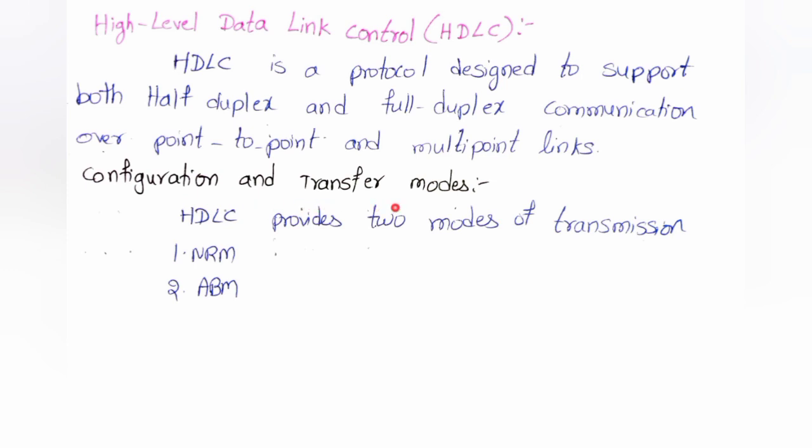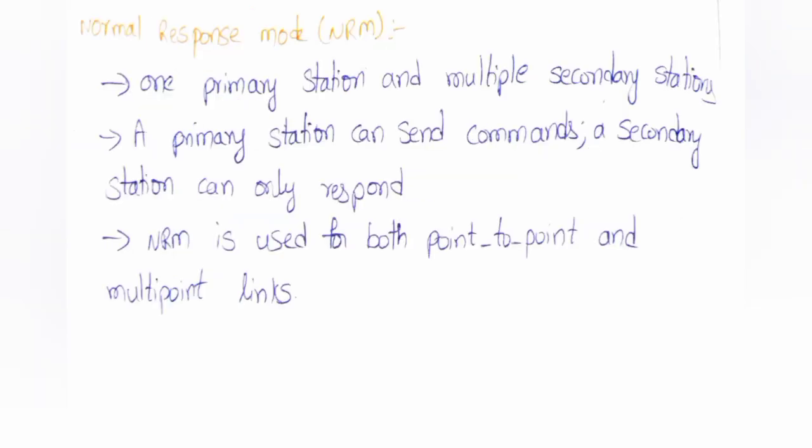The configuration and transfer modes of the high-level data link control protocol. The high-level data link control provides two modes of transmission, that is normal response mode (NRM) and asynchronous balanced mode (ABM). So these are the two types of configuration and transfer modes of the high-level data link control protocol. So let us see each of them in detail.